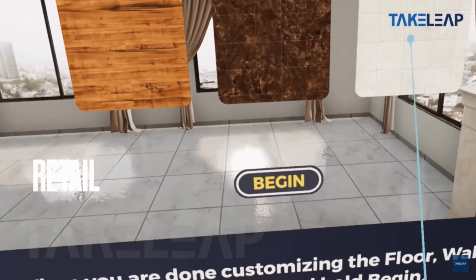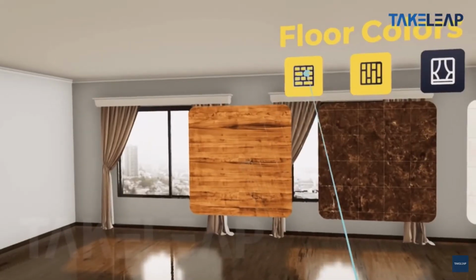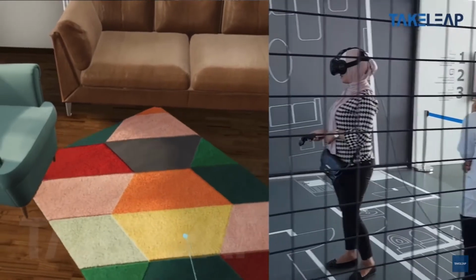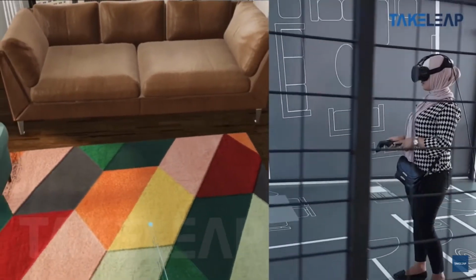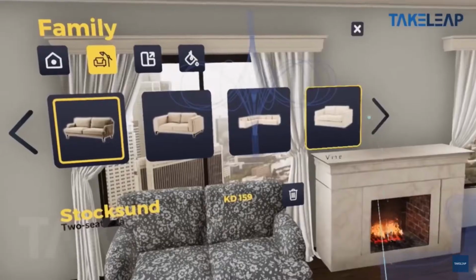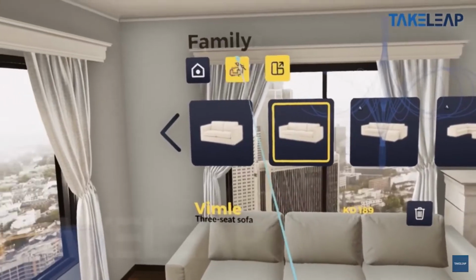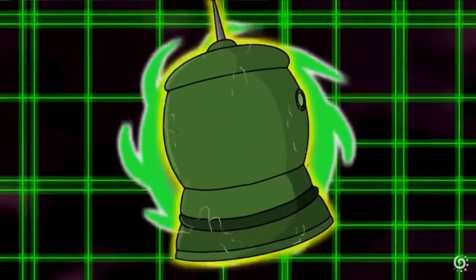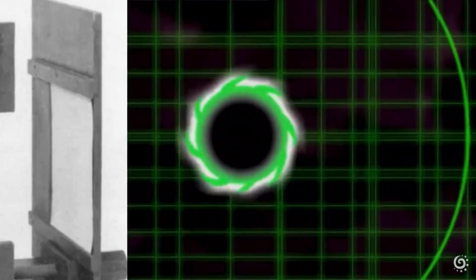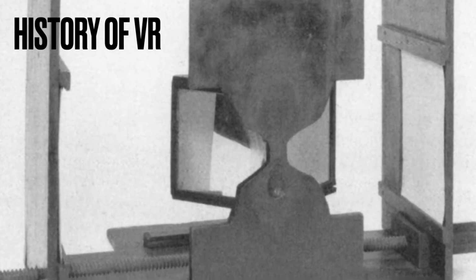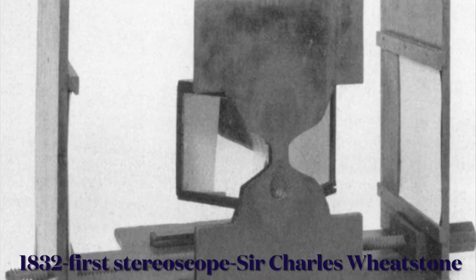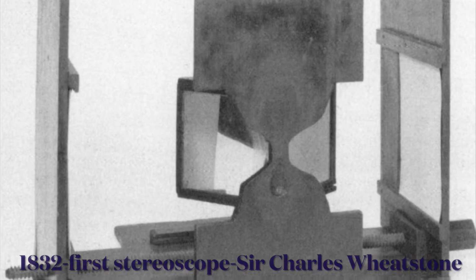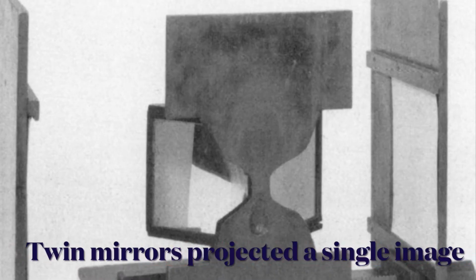As you can see in the video and explained by the textbook, retail stores such as IKEA use VR that allow their products to be seen so that the customers have a better idea of how the store's products will fit in their homes. So, how did this all begin? While the concept of VR has been around for multiple decades, it was only made popular to the public in the early 1990s. In 1832, the first stereoscope was invented by Sir Charles Wheatstone by using twin mirrors to project a single image.